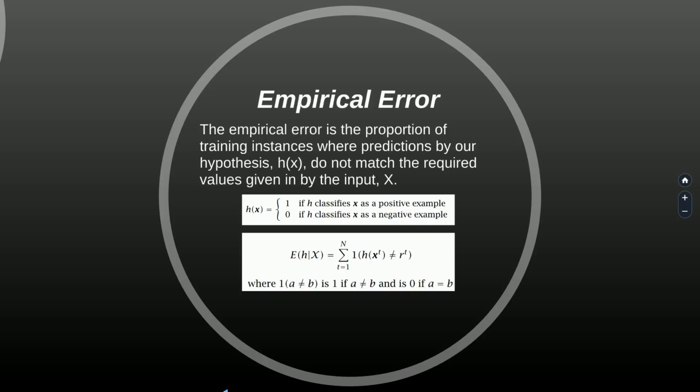And our empirical error e, given our hypothesis and our input data x, is going to be the summation over all of these data points, t going from 1 to n, of this function L, which is 1 if a does not equal b and is 0 if a equals b. So if our hypothesis h of x for a specific point t is equal to r, then we get 0 for the error for that specific point, and we get a 1 if these values do not match. And then the empirical error is going to be the total summation of that. And this is actually what we are trying to minimize.